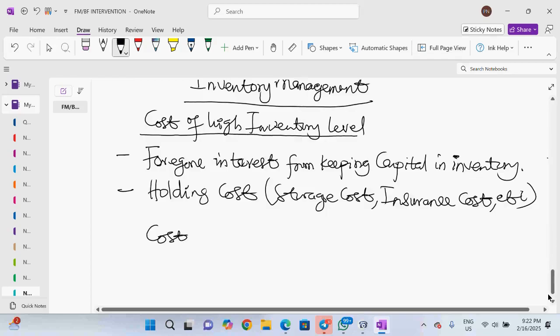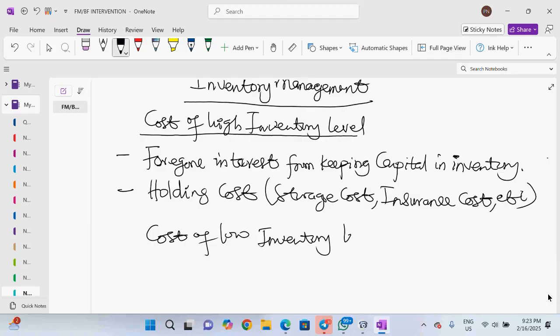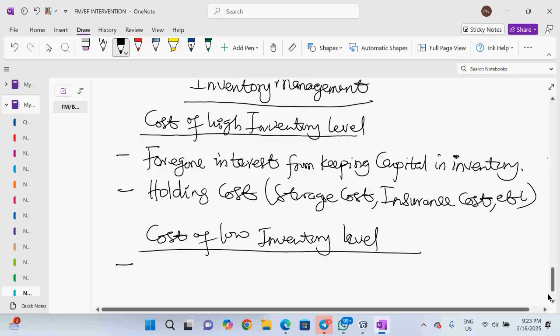Also, there are costs associated with having low inventory. Cost of low inventory level. What are some of the costs associated with having low inventory? Stock out cost. Stock out cost.